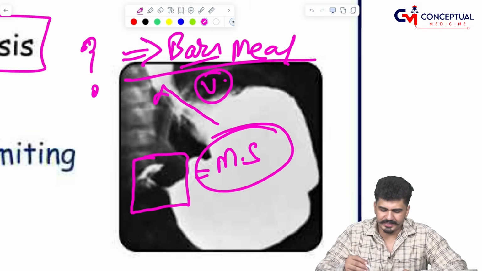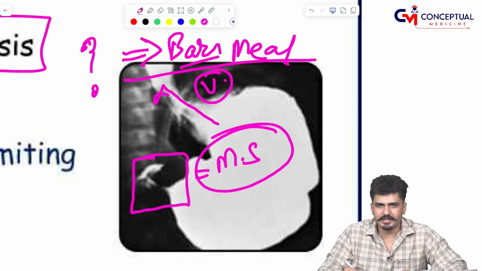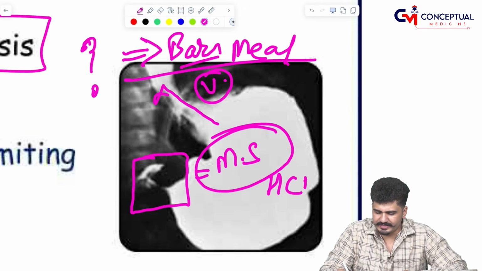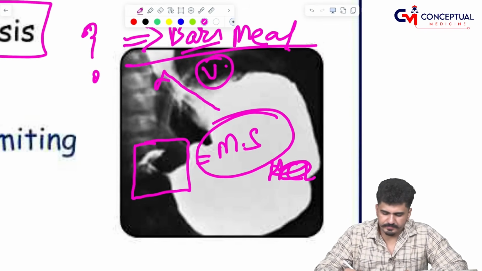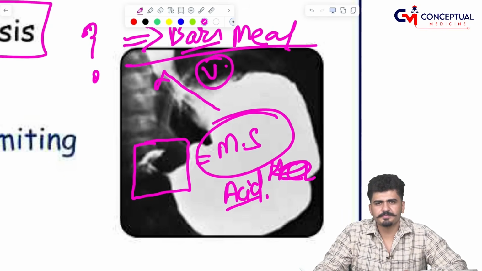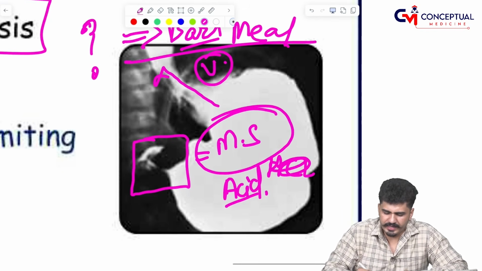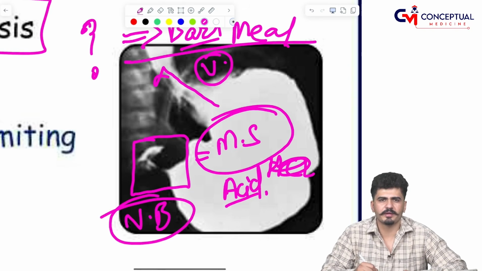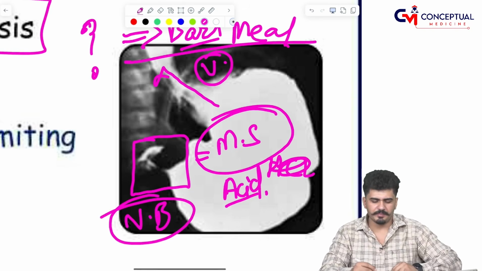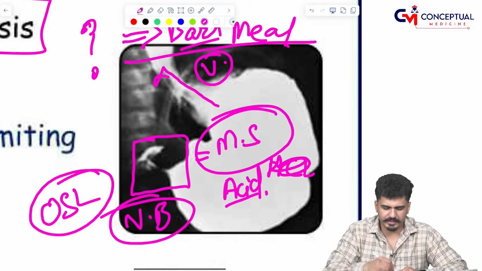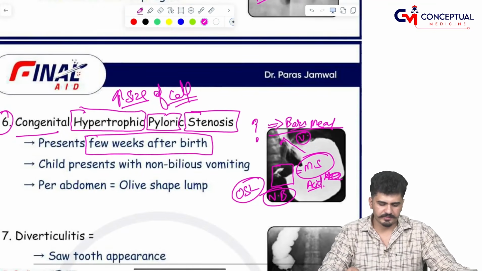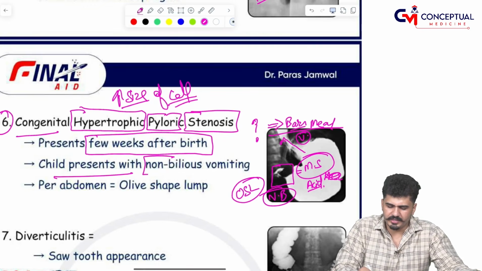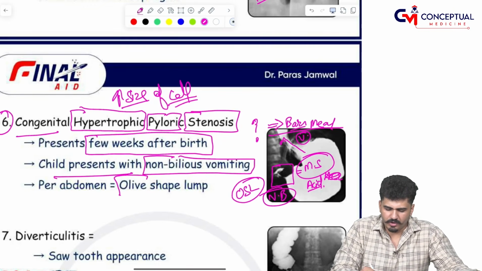Can you tell me, if we talk about vomiting, which vomiting is going to be there? With HCl. Sorry, acid is going to come out. And is it bile-stained vomiting or non-bile-stained? Because there is an obstruction at the pylorus, the vomiting is going to be non-bile-stained. Plus, when we are palpating, there will be an olive-shaped lump, my dear friends. So here, see: a child presents with non-bilious vomiting, and per abdomen an olive-shaped lump.